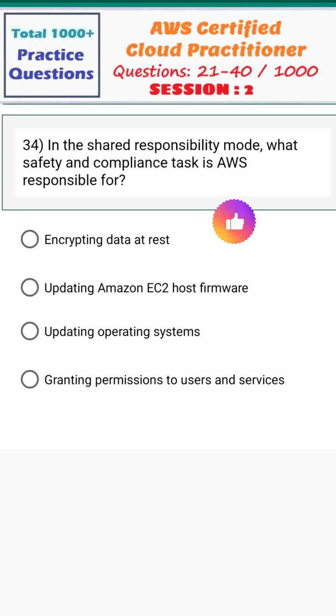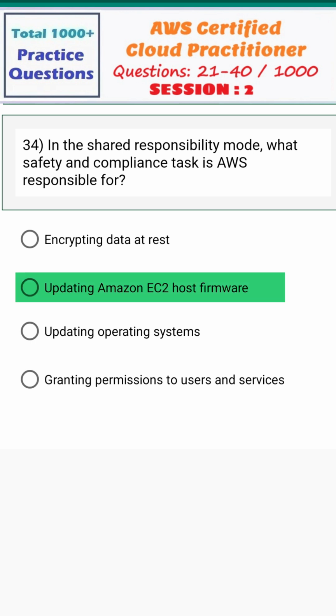Question 34. In the shared responsibility model, what security and compliance task is AWS responsible for? First option, encrypting data at rest. Second option, updating Amazon EC2 host firmware. Third option, updating operating systems. Fourth option, granting permissions to users and services. Guess the answer. The correct answer is option 2, updating Amazon EC2 host firmware.